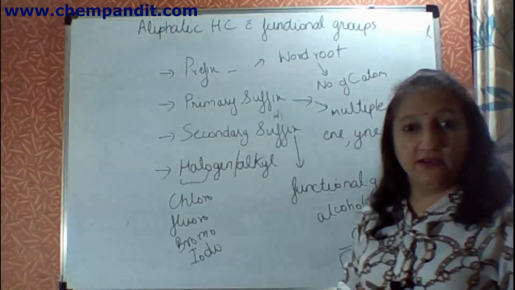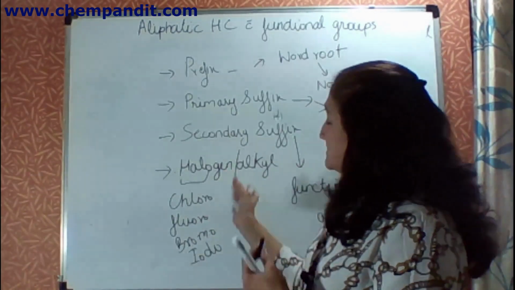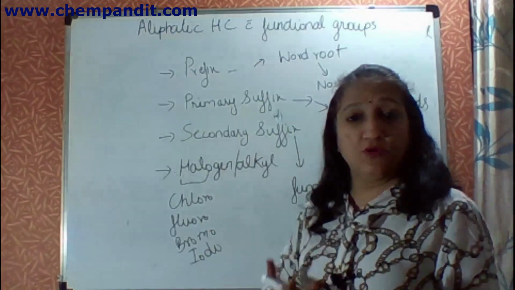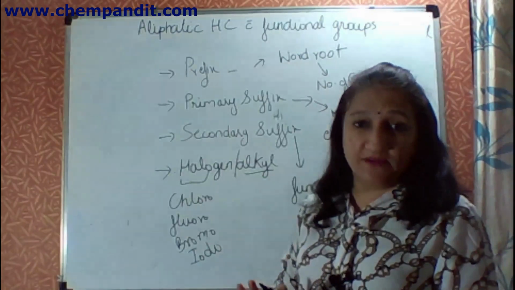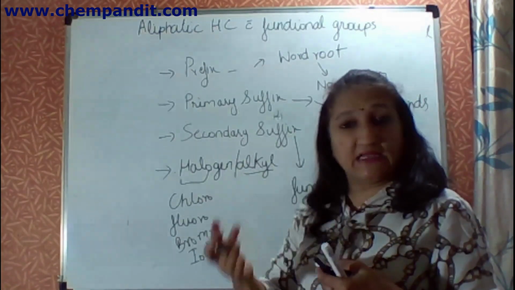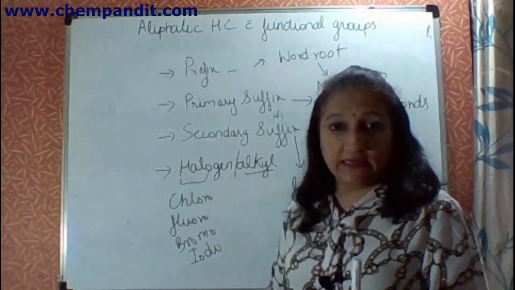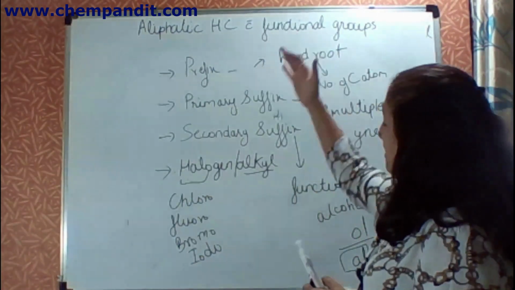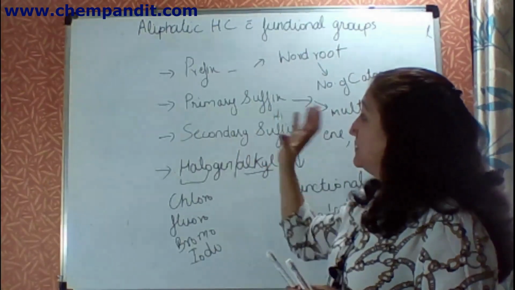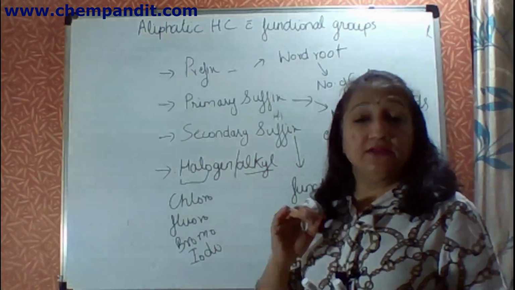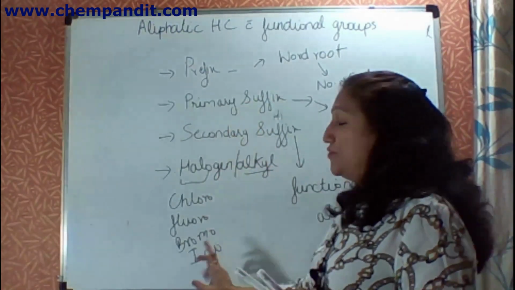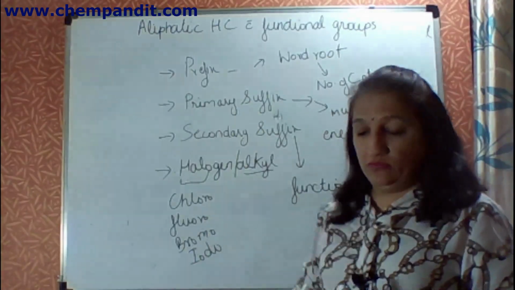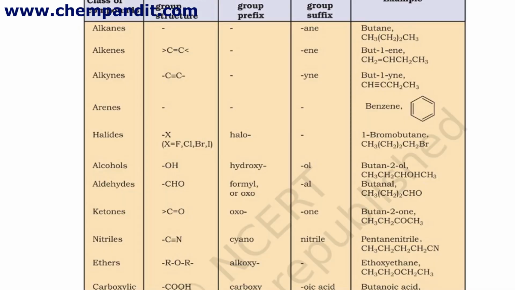Right? Are you getting the point? So, in this case, the prefix becomes halo: chloro, fluoro, bromo, iodo. Or, if there is an alkyl group present, then it becomes the prefix like you already know methyl, ethyl, propyl, etc. Clear? So, this is how the name of the aliphatic hydrocarbon with functional group is written. Clear? It should have these 4 parts. Clear? Now, let's quickly discuss all the functional groups and the suffixes used for them.